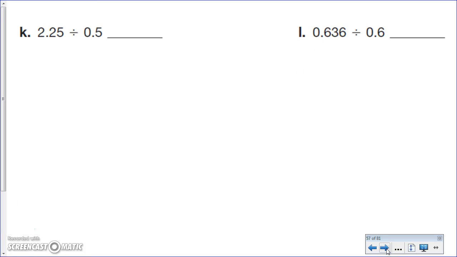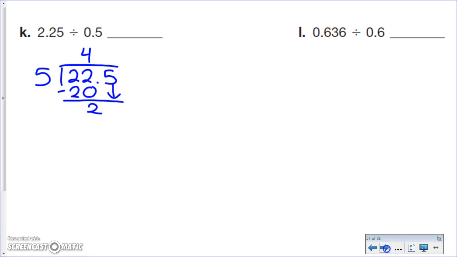For K, again, we're going to move the decimal 1 place to the right for both numbers to get our divisor a whole number. We know 5 can go into 22 4 times. And we're going to bring down the 5, and 5 goes into 25 5 times. Then we need to remember to put our decimal in. It's going to come straight up in between the 4 and the 5. So we get 4 and 5/10 for our answer.